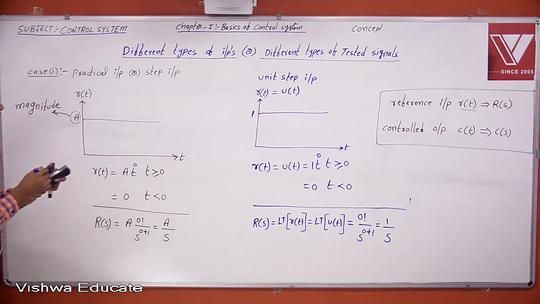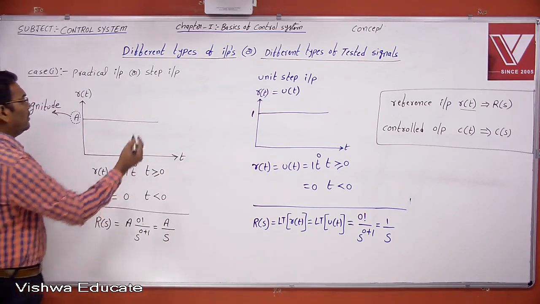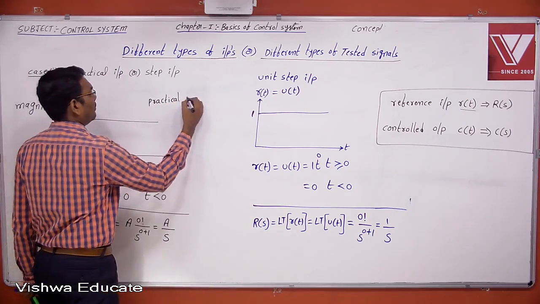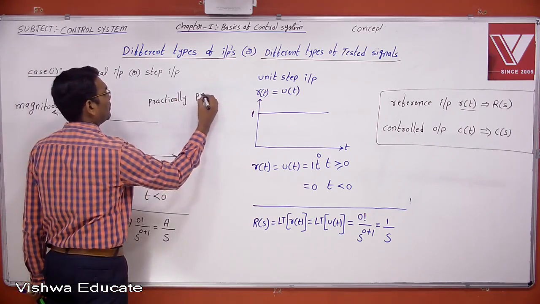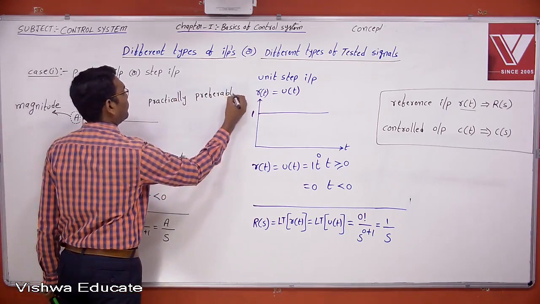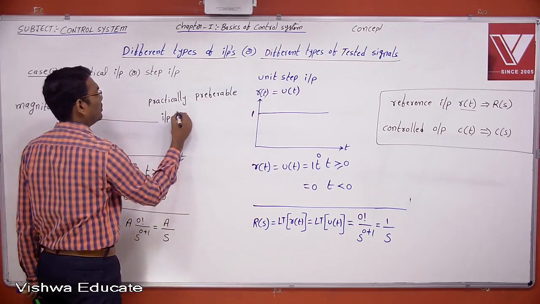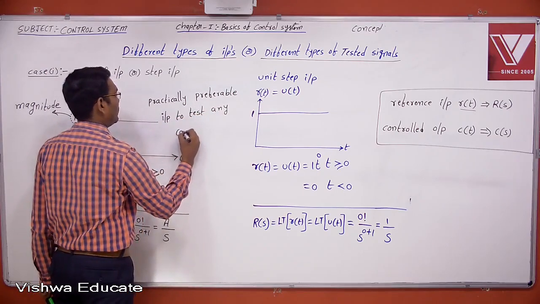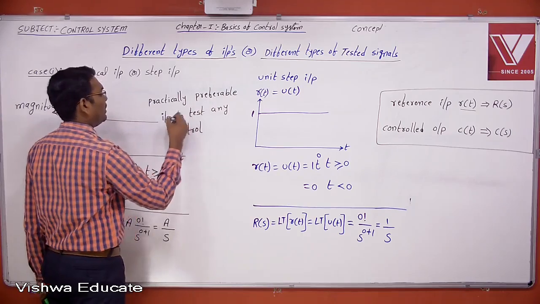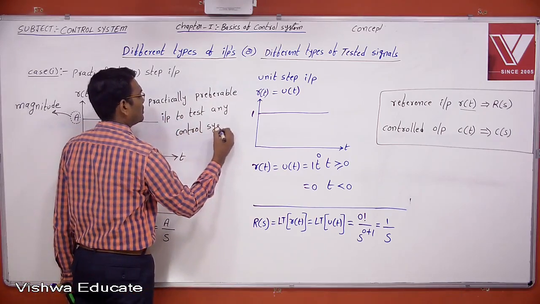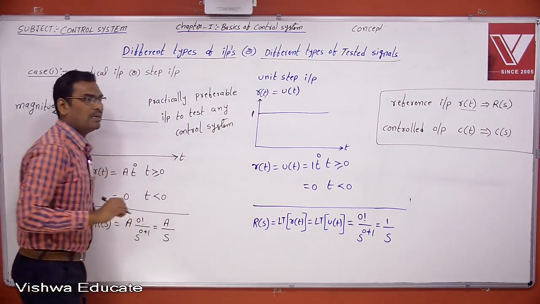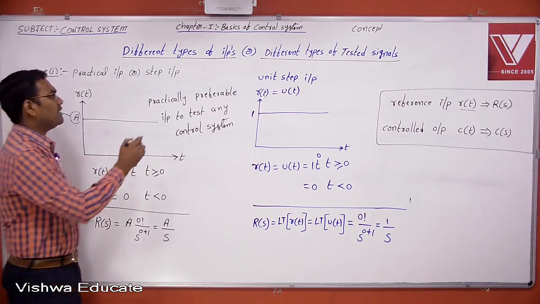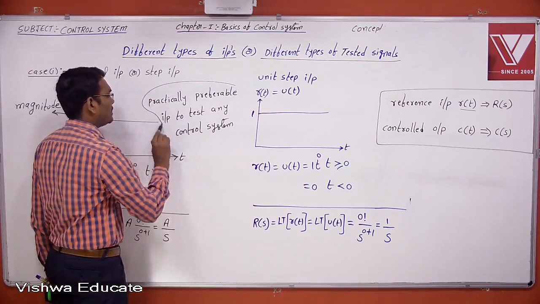Now this is the practically preferable input to test any control system. Why is this the practically preferable input to test any control system?